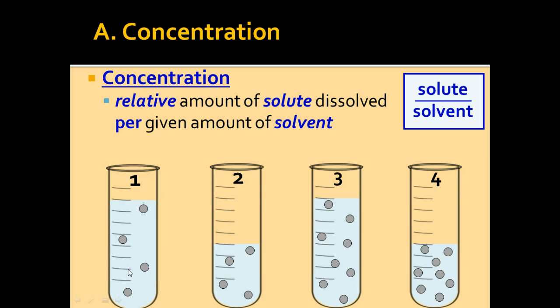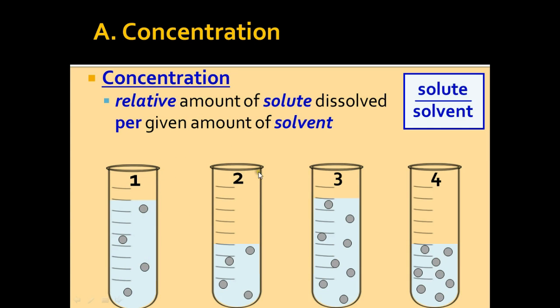We're going to figure out the concentration of these four test tubes. Here we're just going to use the dots as solute and the little hash marks as solvent. Here we have 4 dots of solute over 8 lines of solvent. So this would be a ratio, looking at the formula, solute over solvent: 4 over 8, which is a concentration of 1/2 for this scenario.